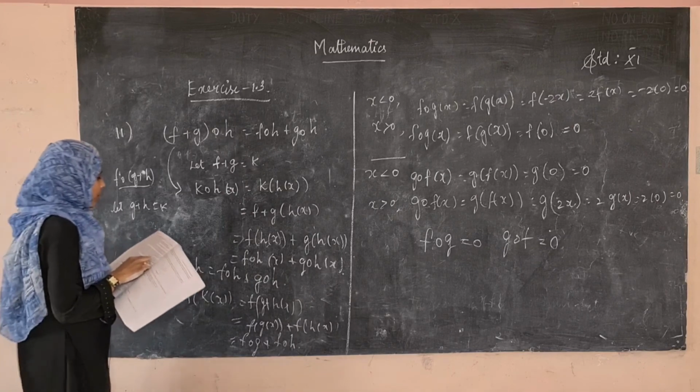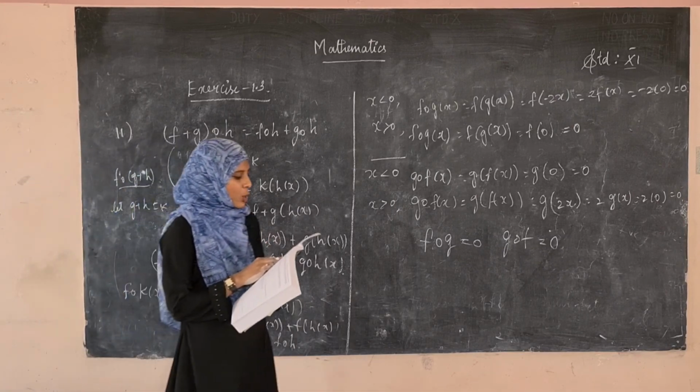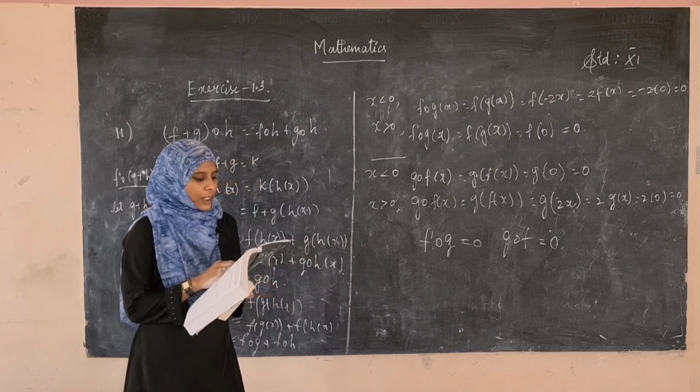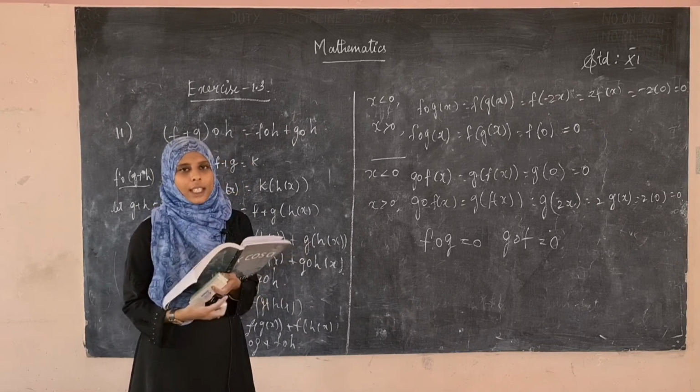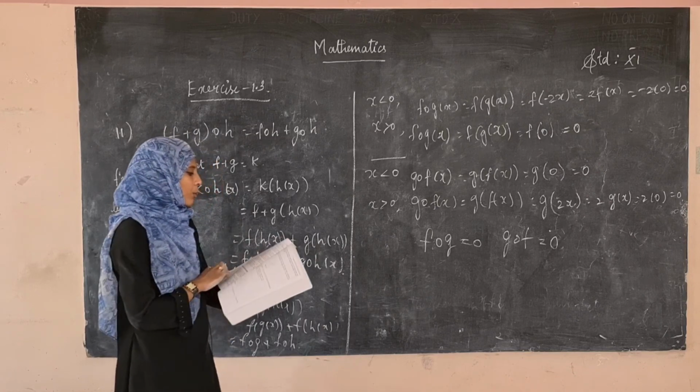Now the 12th sum, if f is a function from R to R, denoted by f of x is equal to 3x minus 5. This sum we have seen in the example. So the 12th is the assignment for you.